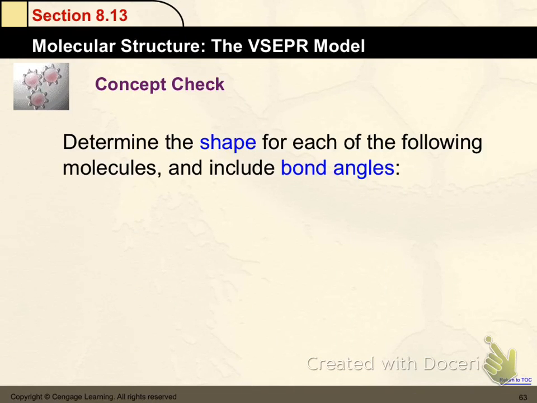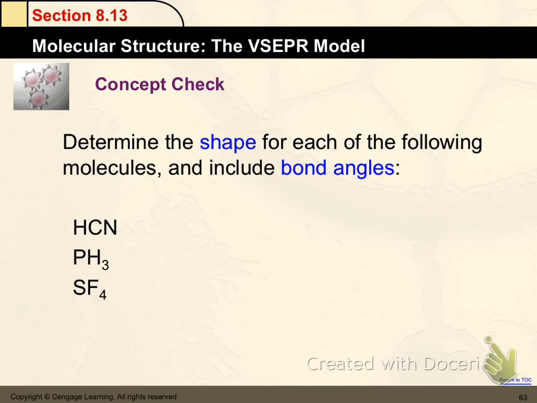Let's do a couple examples then before we stop here. I want you to determine the shape for each of the following molecules and include bond angles. Okay, bond angles were on that prior cheat sheet. We've got HCN, hydrogen cyanide, we've got PH3, phosphorus trihydride, and SF4. Okay, and I'm just going to do one with you here.